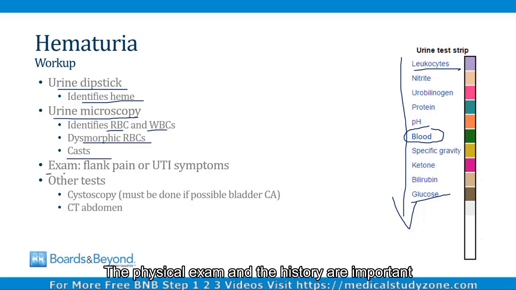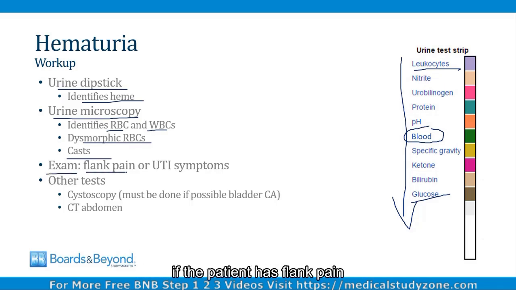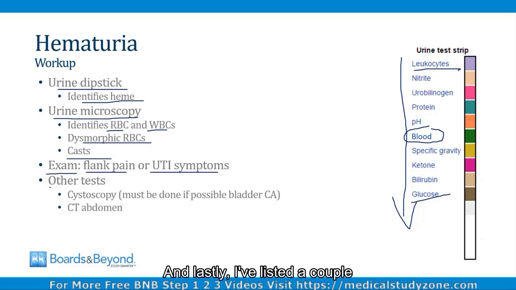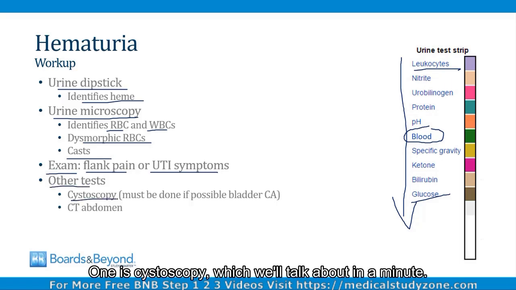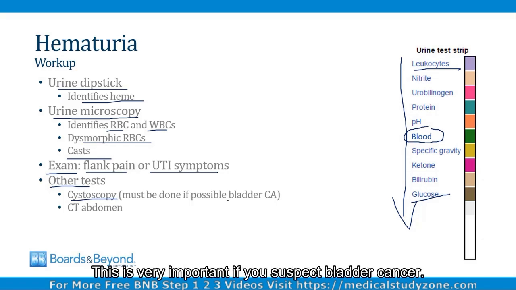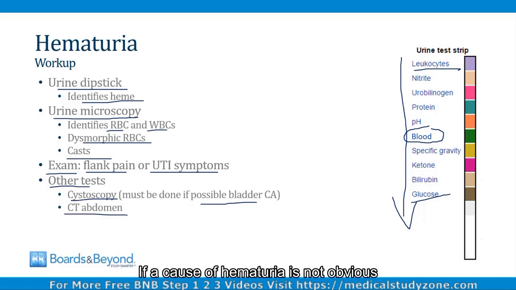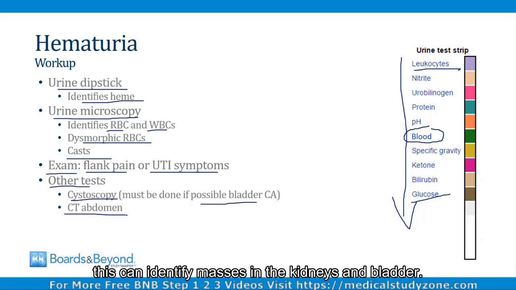The physical exam and the history are important. If the patient has flank pain or symptoms of a urinary tract infection, this suggests infection is the cause of hematuria. And lastly, I've listed a couple of other tests used in a workup of hematuria. One is cystoscopy, which we'll talk about in a minute. This is very important if you suspect bladder cancer. And a CT of the abdomen is often done if a cause of hematuria is not obvious. This can identify masses in the kidneys and bladder.